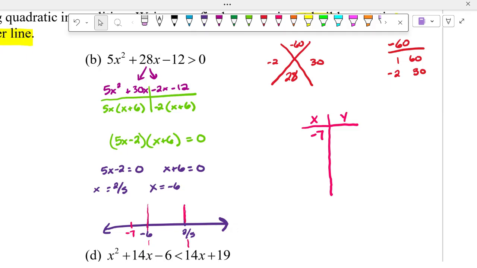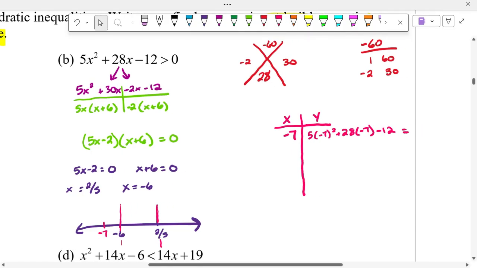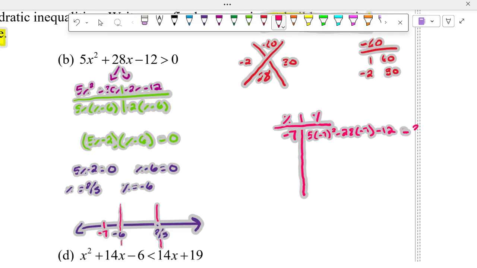Dude, you're in the y equals part or just on? No, you're just plugging in negative 7 for x into your original function. So in other words, guys, you're doing 5 times negative 7 squared plus 28 times negative 7 minus 12. You're going to tell me what that's equal to. So what'd y'all get? 37.